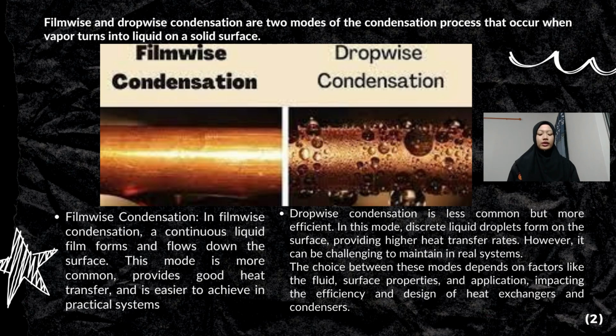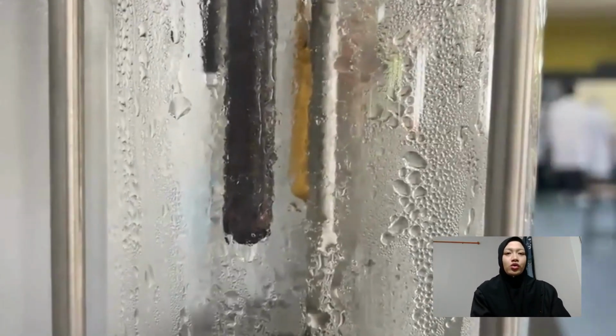The choice between these modes depends on factors like the fluid, surface properties, and application, impacting the efficiency and design of heat exchangers and condensers. In this video, we can see that a vapor layer on the surface flows downward in different materials.